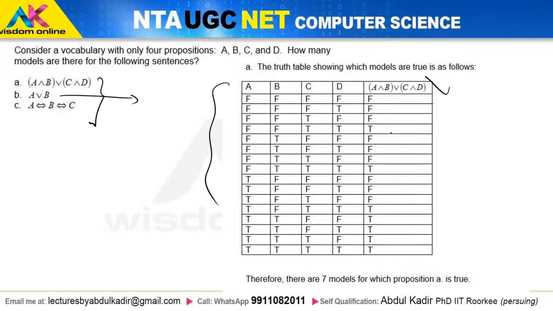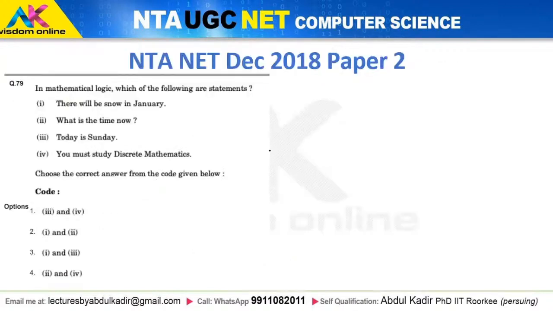When the complete truth table is given, then you can directly answer how many models there are. This is a model, this is a model, and so on. So how many models are there? 1, 2 and these 3, that is 2, 5, 7 total. So 7 models will be there. Okay, anyway, you got the concept.